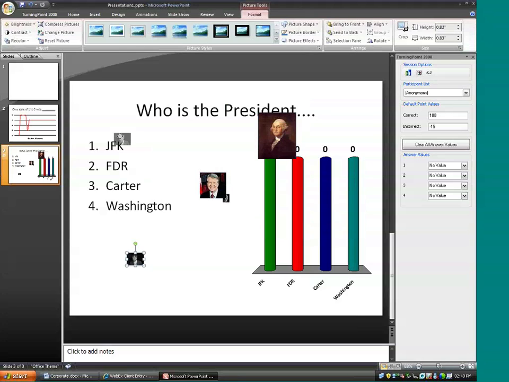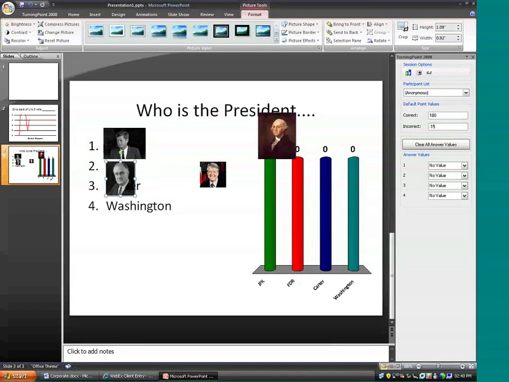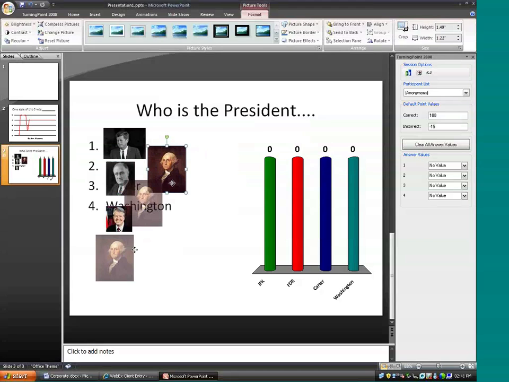So I'm going to bring JFK up here, and I'm going to blow, well, that's a little bit wrong, right? Saying blow up. Don't want to do that. Just make it a little bit larger. There we go. All right, so the next thing I want to do is go ahead and bring FDR over, increase the size of his picture. Now we got Washington, and Carter, and then Washington.